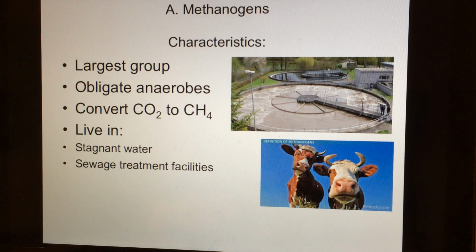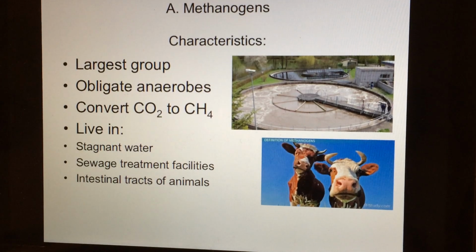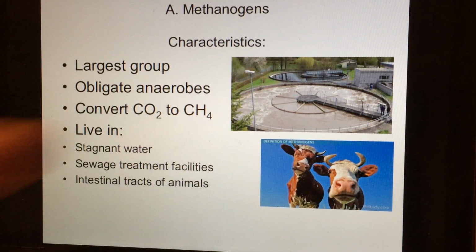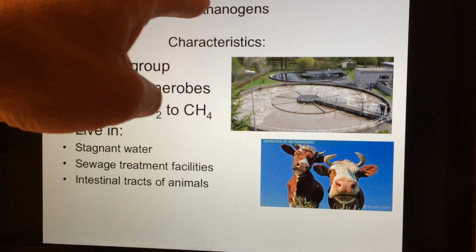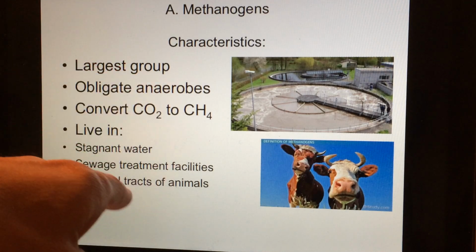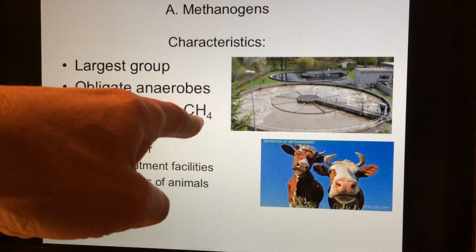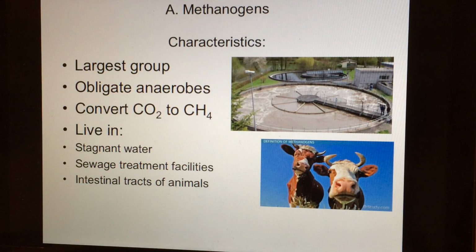Doesn't that sound yummy? And where else? The intestinal tracts of animals. That's why I put these cows on here, which is very common. But there are also methanogens in your intestinal tract. And guess what there isn't in your intestinal tract? There's no oxygen. Now watch. These methanogens are anaerobic in your intestinal tract, and they make methane gas. Guess what methane gas is? You guessed it. That's the primary component of a stinker.